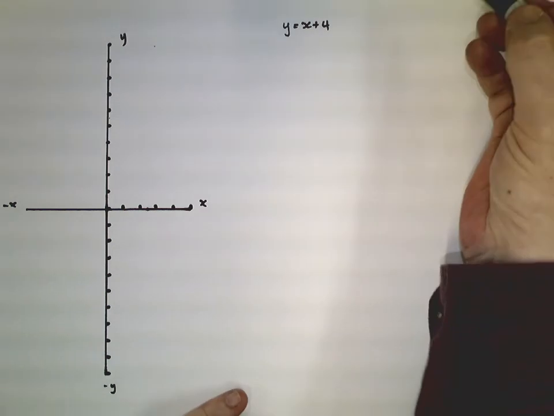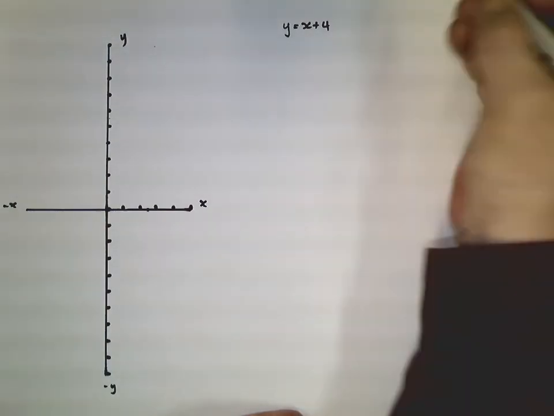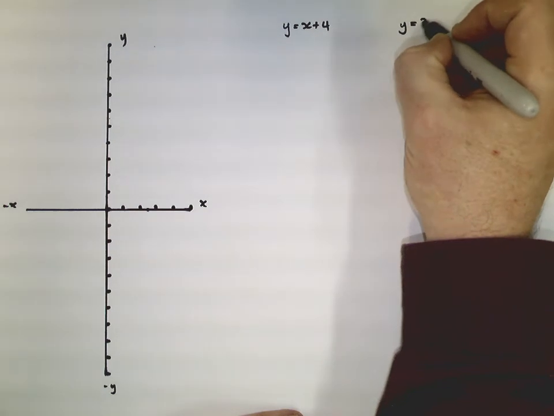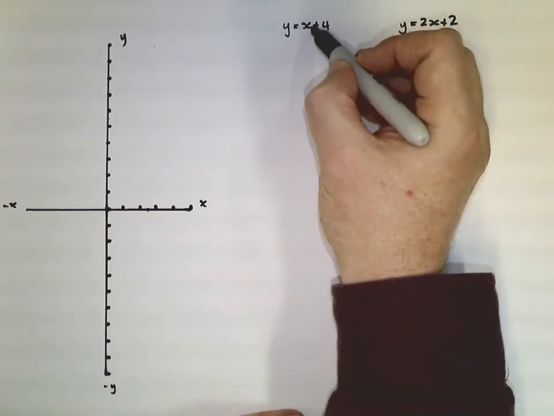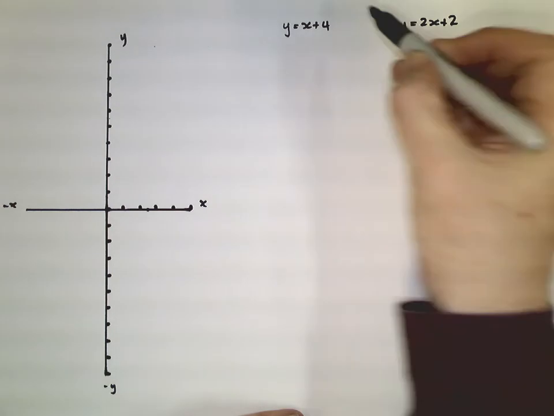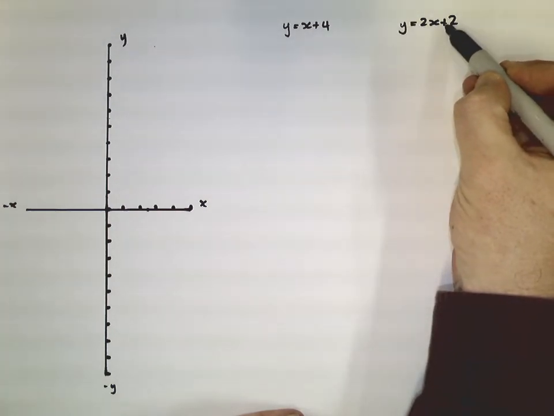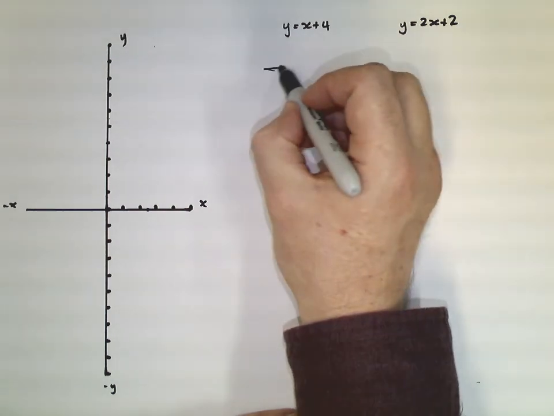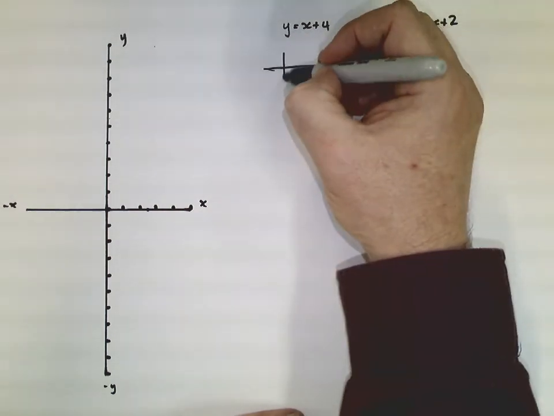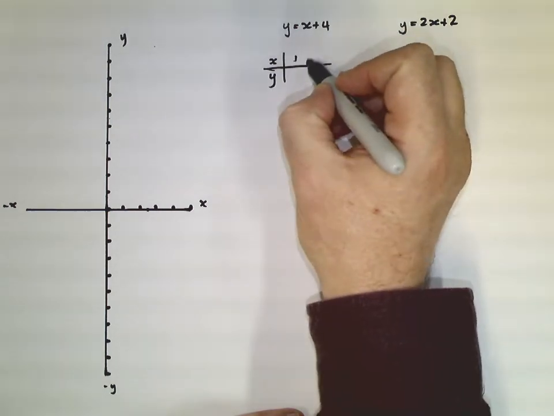So I'm going to put two linear equations, so two functions, up here. One basically says that y is equal to whatever x is, add 4 to it. And this one here says y is equal to 2 lots of whatever x is, plus another 2 units. So if I make myself a table, x on top and y. Now I'm going to choose the values 1 and 2.